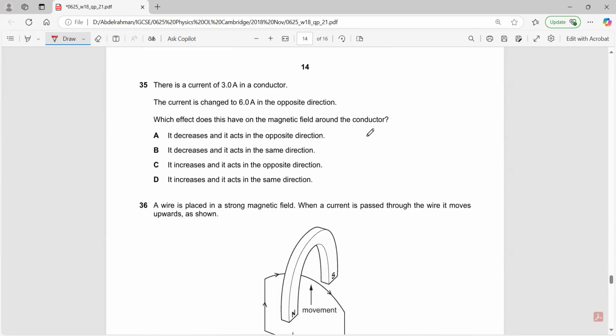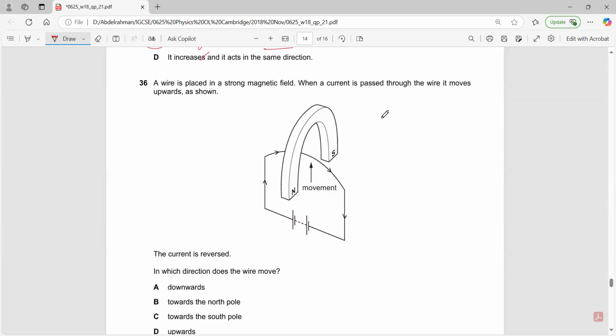Question 35. The current of 3 amperes in the conductor is changed to 6 amperes in the opposite direction. Which effect does this have on the magnetic field? The magnetic field will definitely increase, because you increase the current. But the magnetic field will be reversed, so it's in the opposite direction. C.